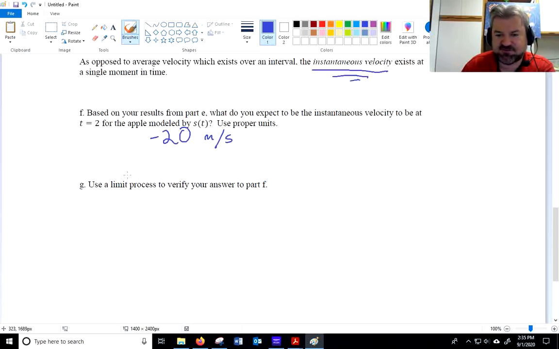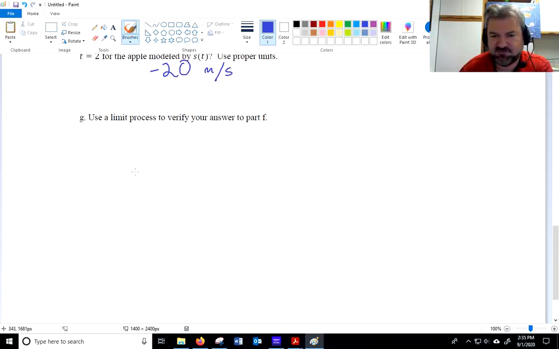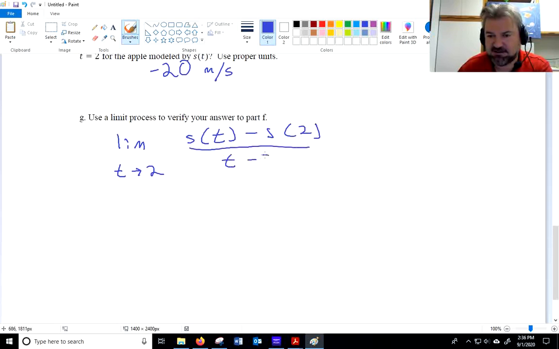Let's use the limit process to verify our answer to part F. So let's take a limit, and I can use any variable I want here. I'm going to say t. I'm going to take a limit as t goes to 2 of s of t minus s of 2 all over t minus 2. Now, s of t was negative 5t squared plus 30, and s of 2 was 10.